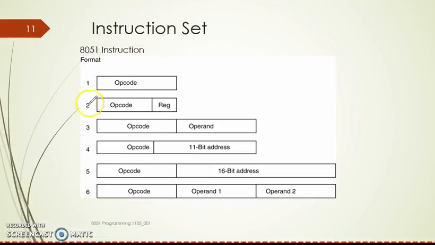These are the different 8051 instruction formats. I can have just the opcode, for example the DAA instruction. I can have the opcode and the register being mentioned, the opcode and a single operand, the opcode with an 11-bit address of the data, the opcode and a 16-bit address of the data, or the opcode and two operands.